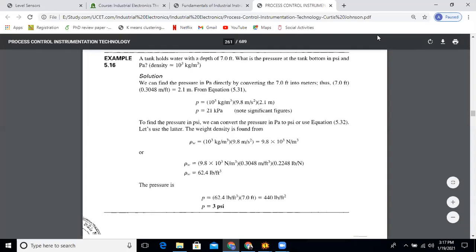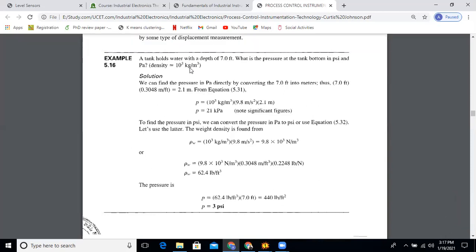Okay, now there is another example. We can say that a tank holds water with a depth of 7.0 feet. What is the pressure at the tank's bottom in pounds per square inch and Pascal? Density is equal to 10 cube kilogram per meter cube. This is the solution. We can find the pressure in Pascal directly by converting 7.0 feet into meters.